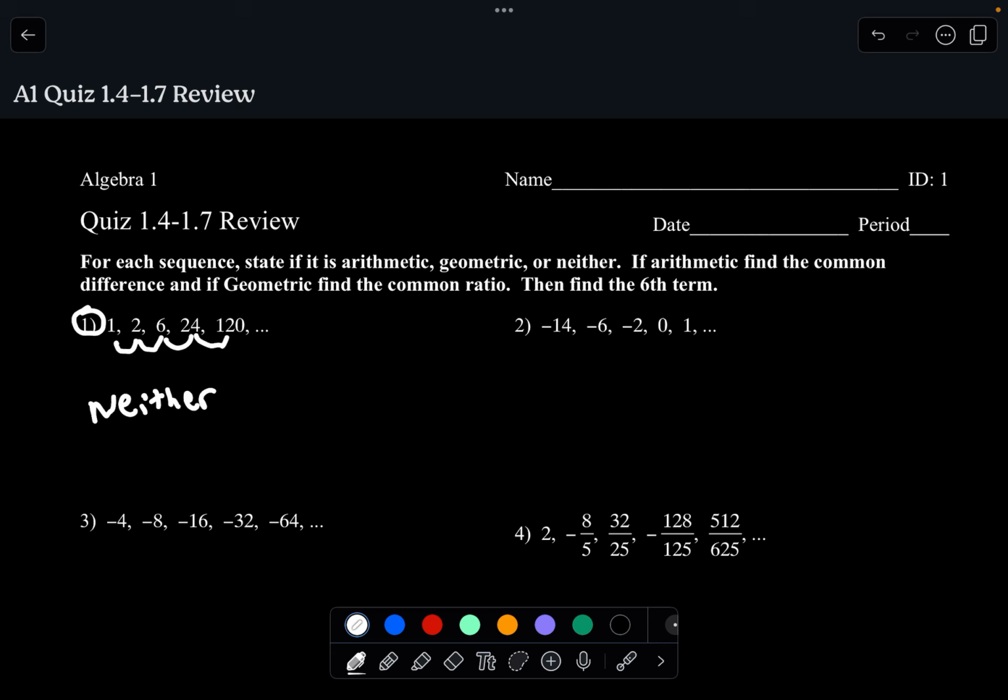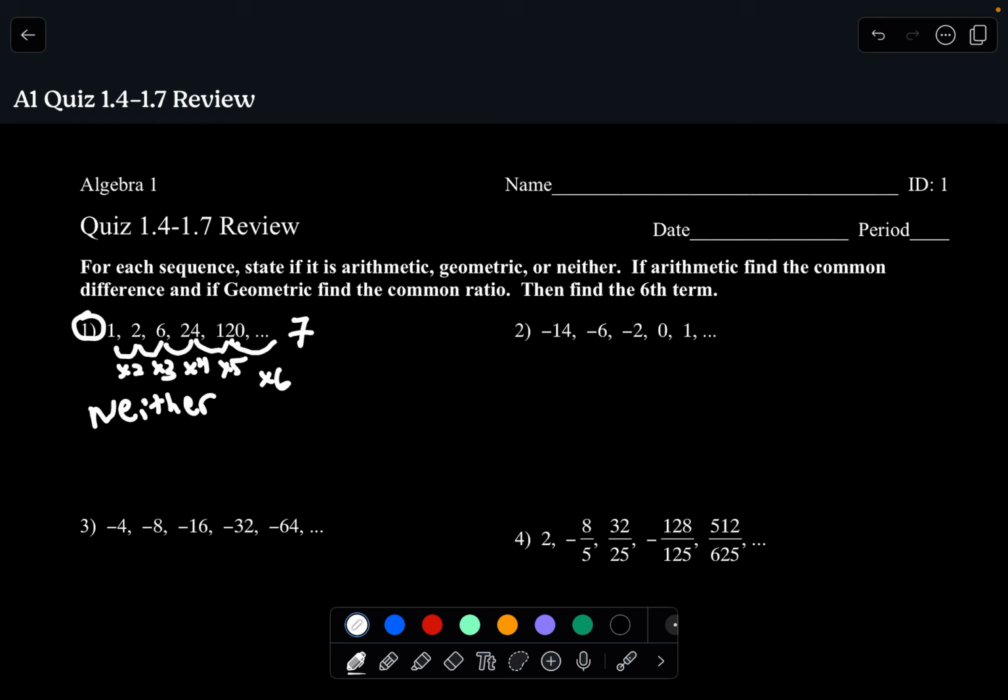Doesn't mean you couldn't find the pattern. I believe we're multiplying by 2 to go from 1 to 2, by 3 to get from 2 to 6, by 4 to get from 6 to 24, and by 5 to get from 24 to 120. So it looks like we're multiplying by increasing integer values. The next one, you would multiply by 6, and 120 times 6 is 720. So the next term would be 720, but it's neither arithmetic nor geometric because you're not adding or multiplying by the same number.